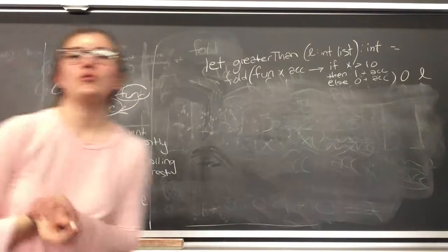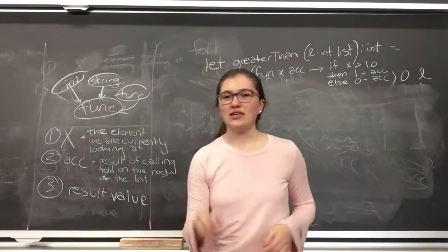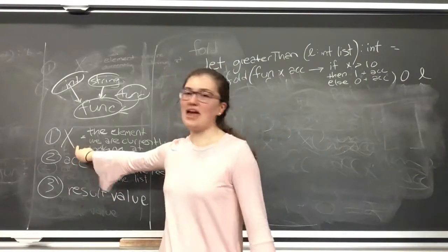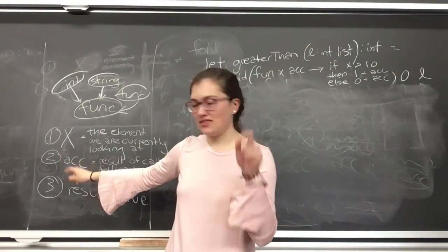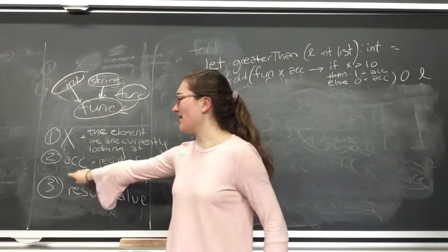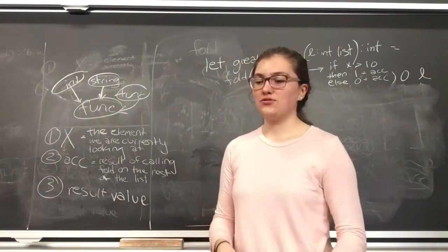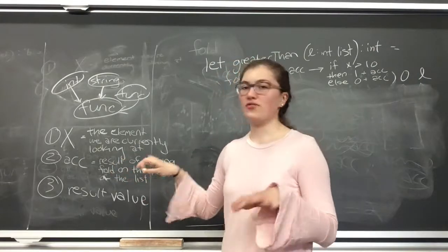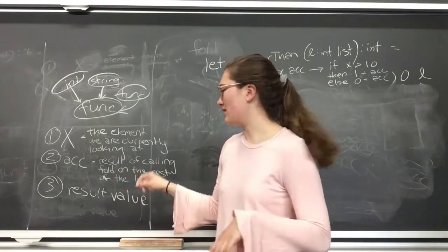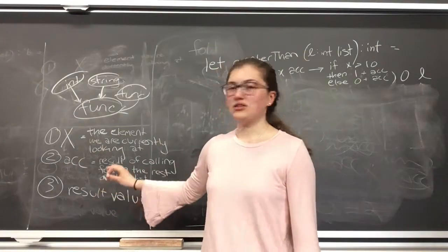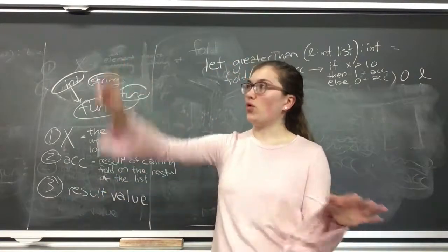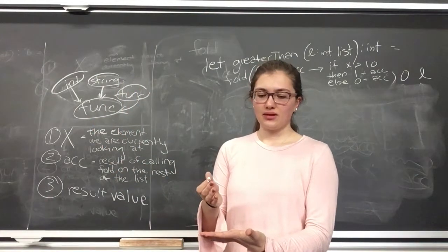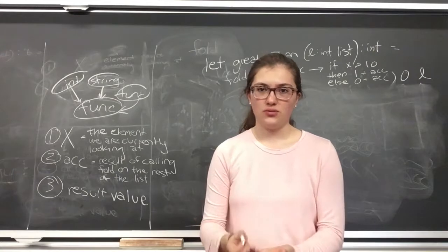All right, so when we're going through the fold method, you have to keep track of three things at all times. One is x, and x is the element that we are currently looking at in the list. Two is acc. Acc is a keyword that stands for accumulation, and acc is the result of calling fold on the rest of the elements in the list, and I'll explain that in a minute. Three is our result value, so what the whole call to fold will result in, because we know that every function results in a value in OCaml.